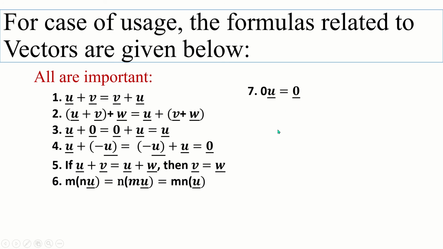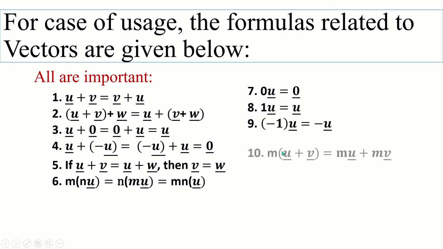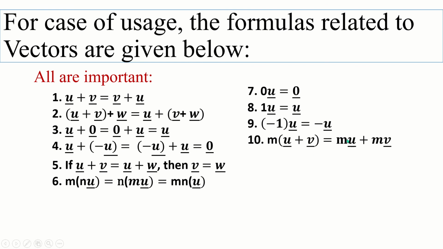0 into u vector equals 0 vector. 1 into u vector equals u vector. Minus 1 into u vector equals minus u vector. m into (u vector plus v vector) equals m u vector plus m v vector. (m plus n) into u vector equals m u vector plus n u vector.